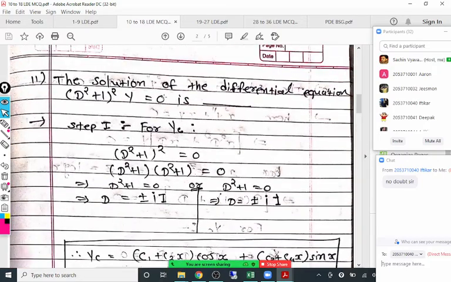11th, (D² + 1) whole square equal to 0, and we want a solution again.